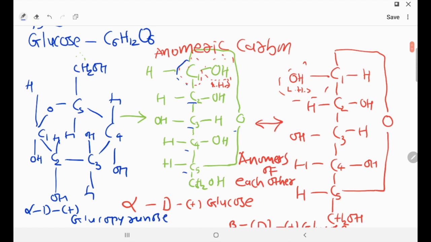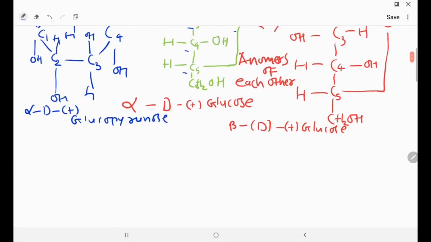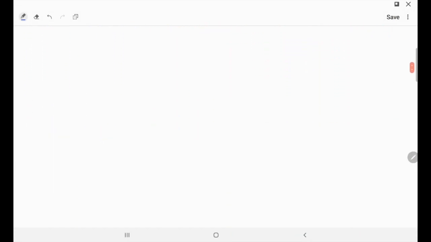So how to plot the structure of glucose, that is finished. I'm sure you all got this. Now I'm going to tell you the most important next one, that is the fructose structure. Please watch that one very carefully. So let's start the fructose.